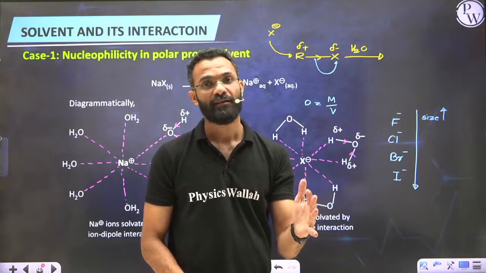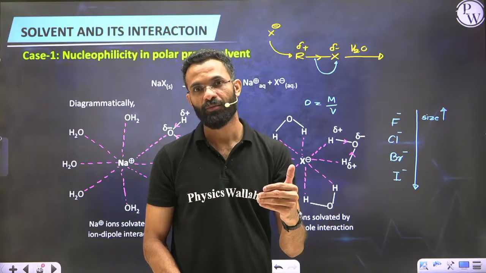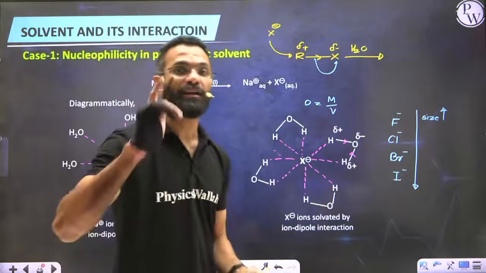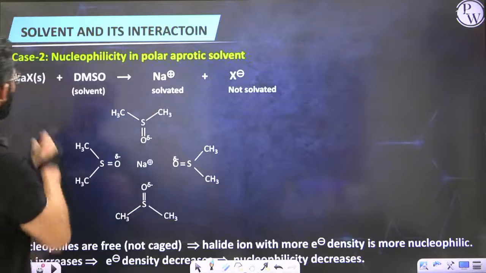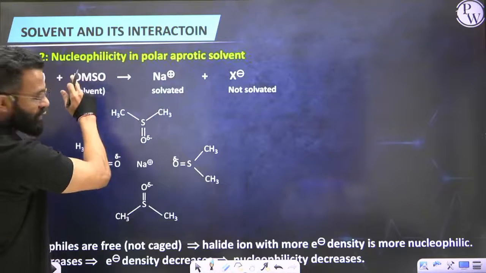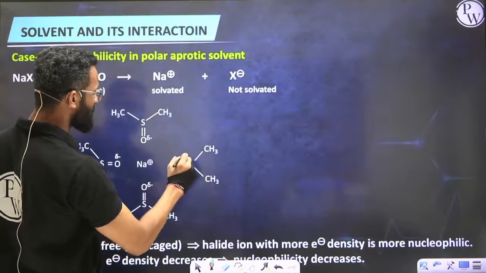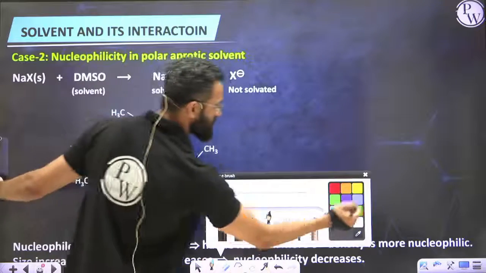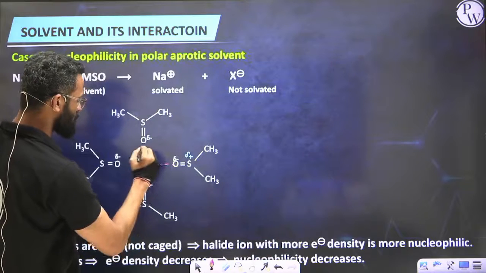Alright. Now let us think about polar aprotic solvent. What are we going to talk about? Polar aprotic solvent. So to understand, we have NaX, and we are considering a polar aprotic solvent, let's say DMSO. So we have Na plus, and DMSO will have delta minus on oxygen and delta plus on sulfur because oxygen is more electronegative. So such Na plus will be attracted by the negative pole, that is oxygen.